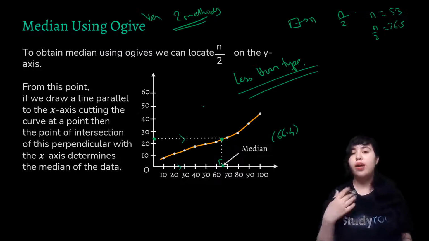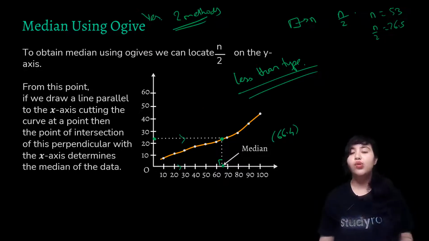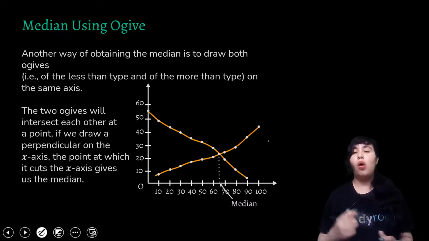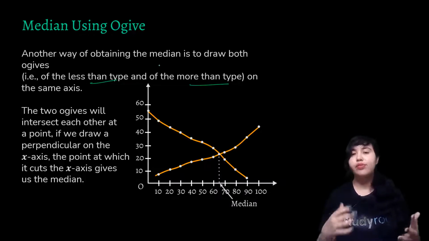Okay, so this is one method. Just plot n by 2 on the y-axis, find the corresponding x coordinate, and that's how you will get your median. Another way is that you plot both the ogives, that is, the less than type also and the more than type also. Here, obviously, the scales can be different for the two ogives.